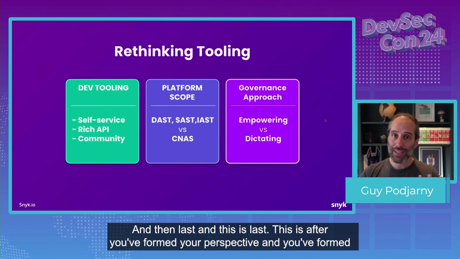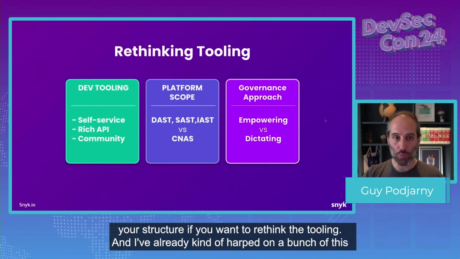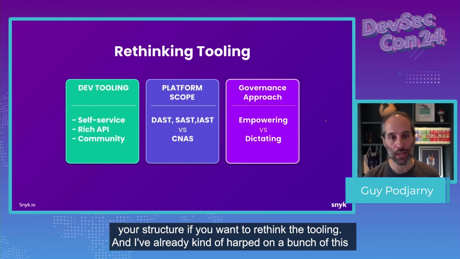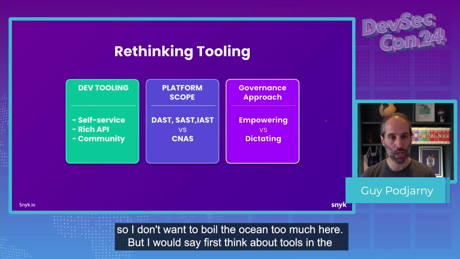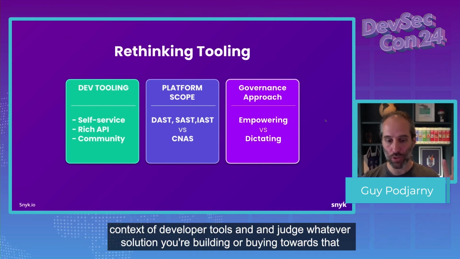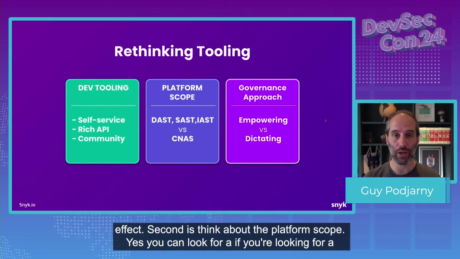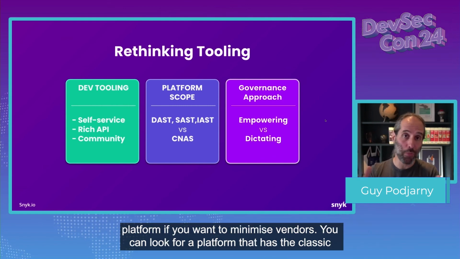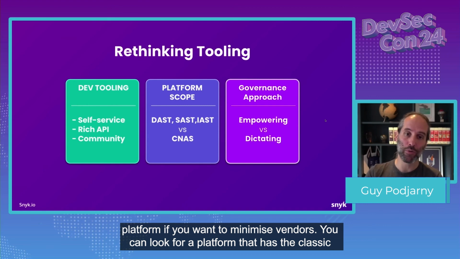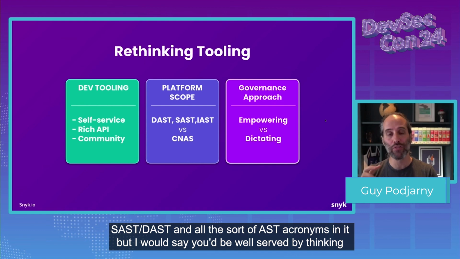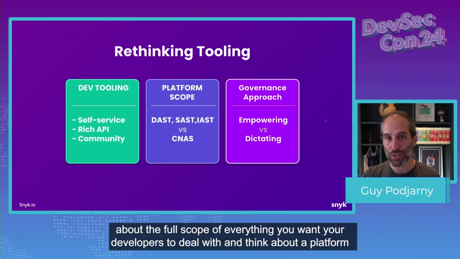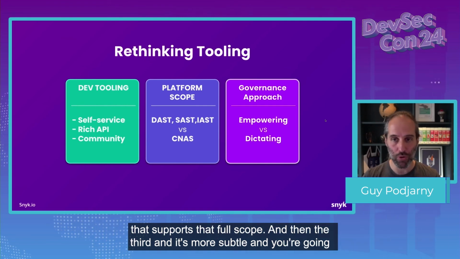And then last, and this is after you've formed your perspective and you've formed your structure, you want to rethink the tooling. And I've already kind of harped on a bunch of this, so I don't want to boil the ocean too much here, but I would say first, think about tools in the context of developer tools and judge whatever solution you're building or buying towards that effect. Second is think about the platform scope. Yes, if you're looking for a platform, if you want to minimize vendors, you can look for a platform that has the classic DAST, all the sort of AST acronyms in it. But I would say you'd be well served by thinking about the full scope of everything you want your developers to deal with, and think about a platform that supports that full scope.